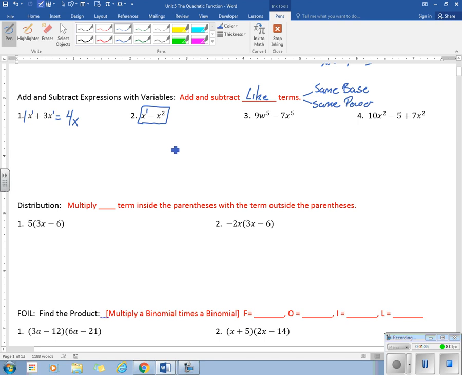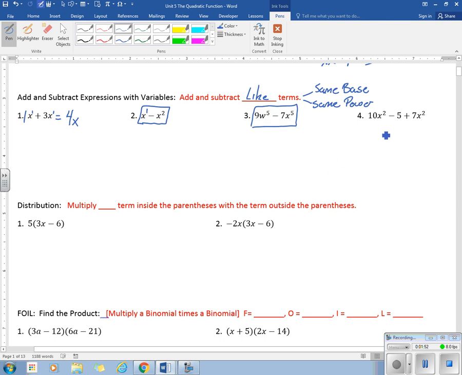They don't have the same power, which means they're not like terms, so they aren't able to be added or subtracted together. Look at number 3. We have 9w to the 5th minus 7x to the 5th. Kind of the same thing happens here. 9w, base is w; 7x, base is x. The bases don't match, so you can't add or subtract them together. They have to have the same base and the same power. They do have the same power, but the base doesn't match up. So that's it. No more subtracting there.